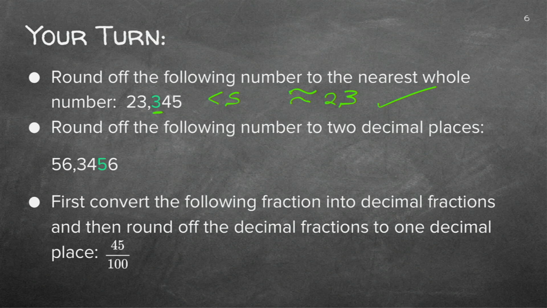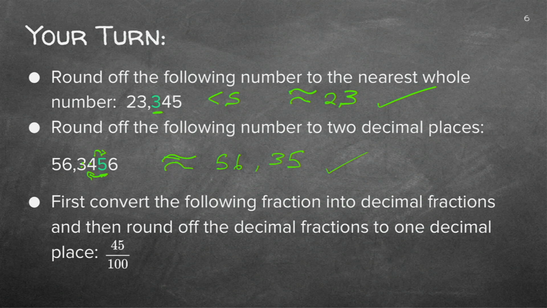The next one, they ask us to round off the following number to 2 decimal places. I've colored it in for you there. We're going to 2 decimals, so the tenths and the hundredths, and we look at the thousandths, which is 5. Yes, it is 5 or bigger, so we're going to increase 4 by 1. So our answer would be 56,35. And again, congratulations if you've got that one correct.